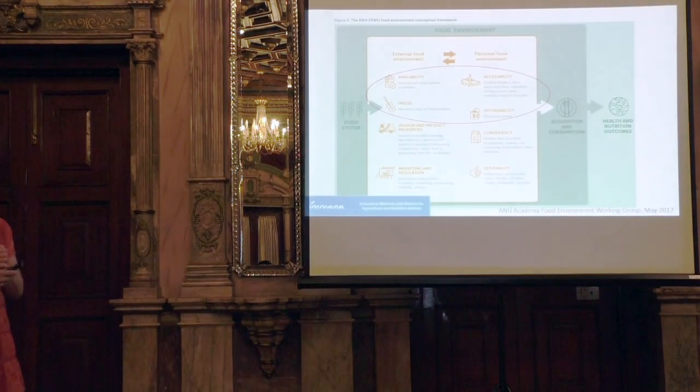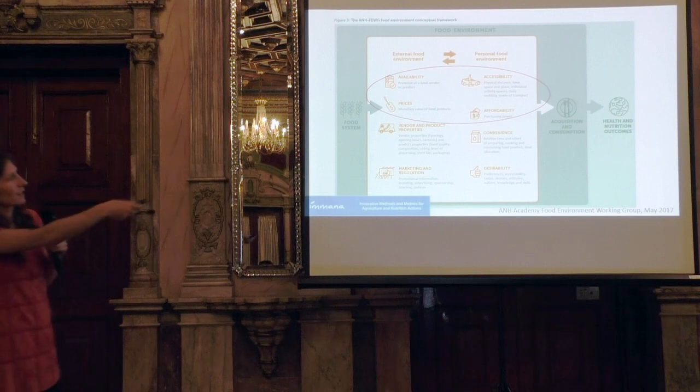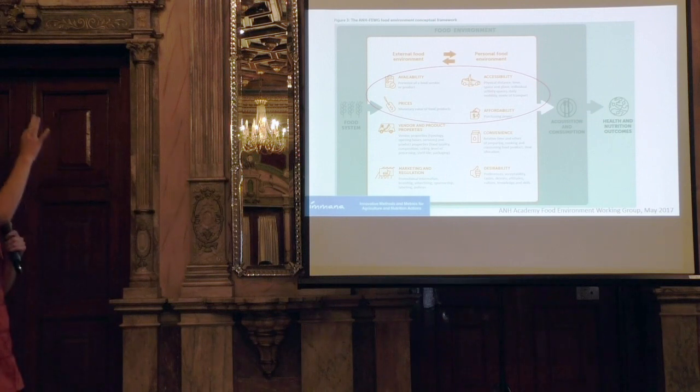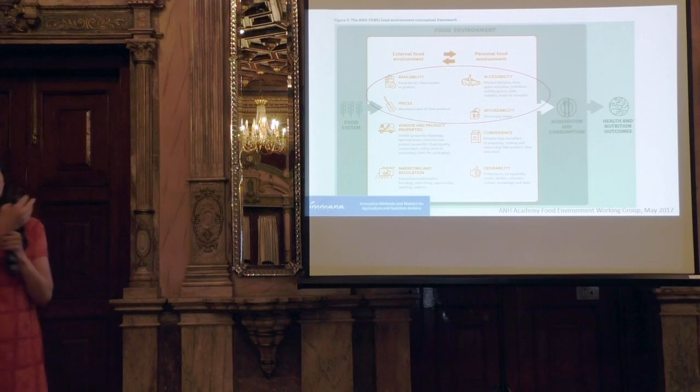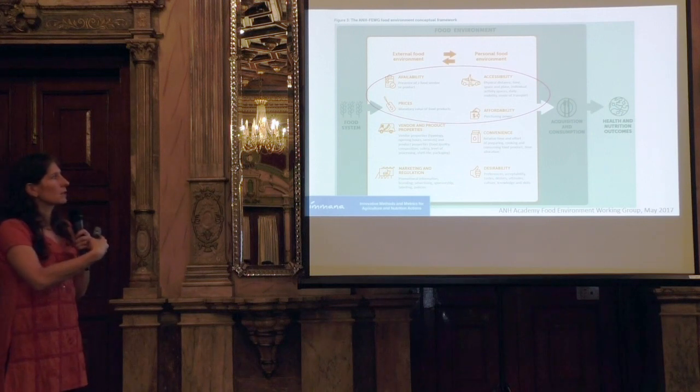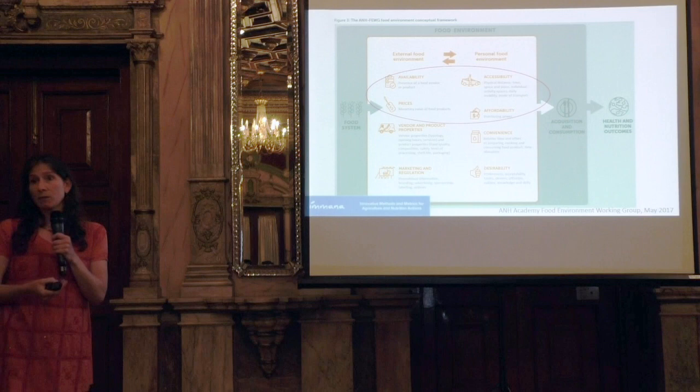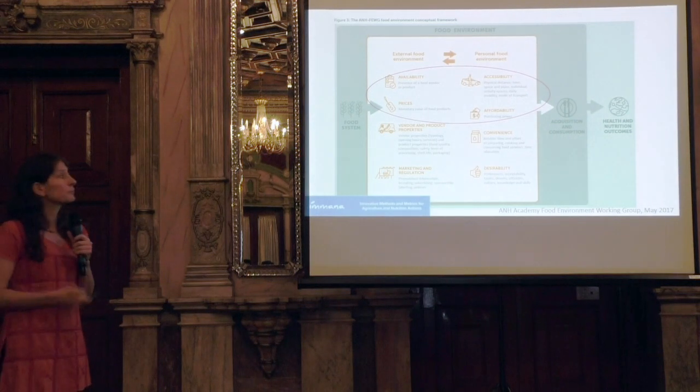Anyway, you can see it leading to food acquisition. The food environment has these various pieces: availability, prices. So availability and prices interact with personal levels to determine accessibility and affordability. And then the vendor properties or the product properties and marketing interact with personal factors to affect convenience or desirability of various foods in the food environment.